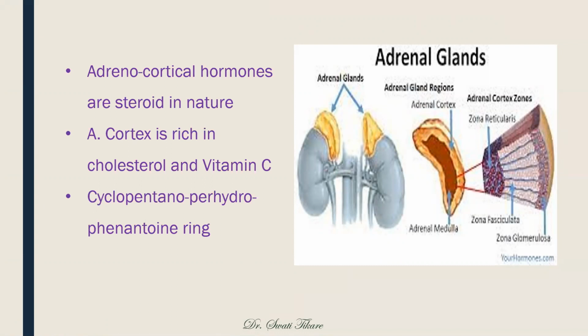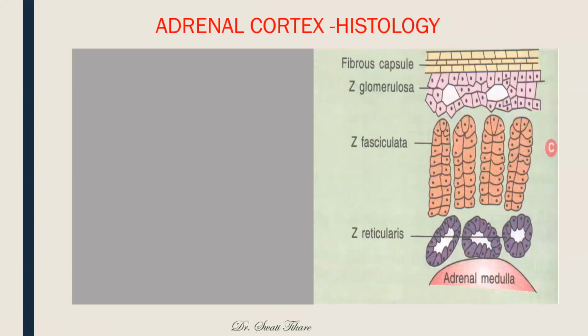The adrenal cortical hormones are steroid in nature. The cortex is rich in cholesterol and vitamin A, and the hormones that are produced, the cortisol or the aldosterone, all have the cyclopentanoperhydrophenanthrene ring, which is common to all these hormones. So all the adrenocortical hormones are basically steroid hormones.